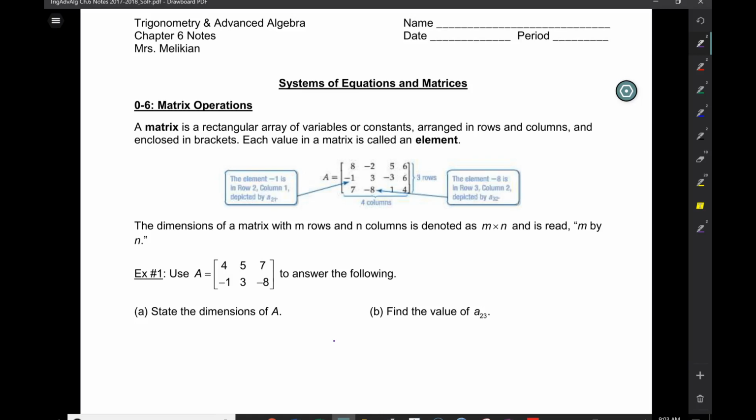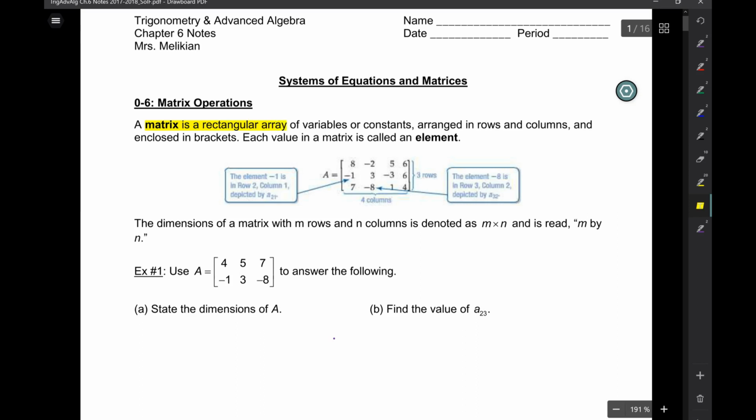So this whole chapter is on matrices. And basically, a matrix is what we call a rectangular array, or a way to organize information in a rectangular form like this. It has variables and constants arranged in rows and columns, hence the rectangular, right? And then they're enclosed in brackets. So you see an example of a matrix here.